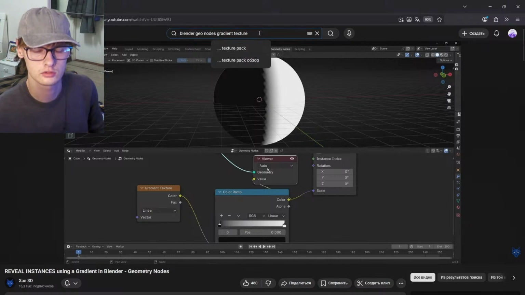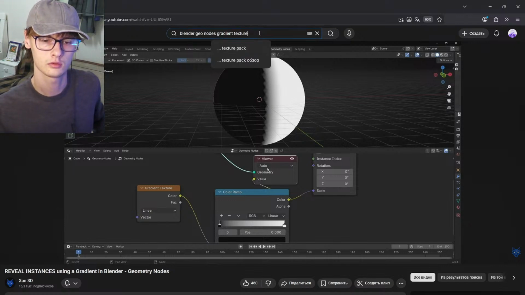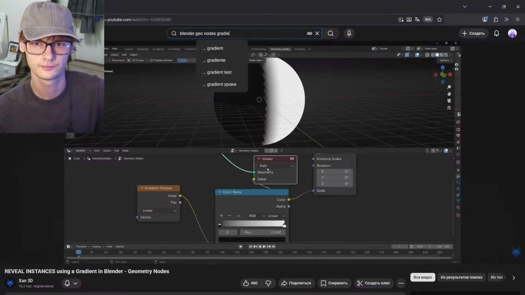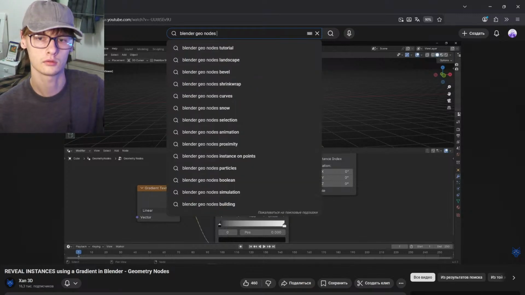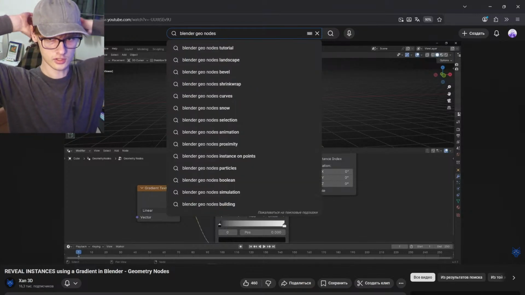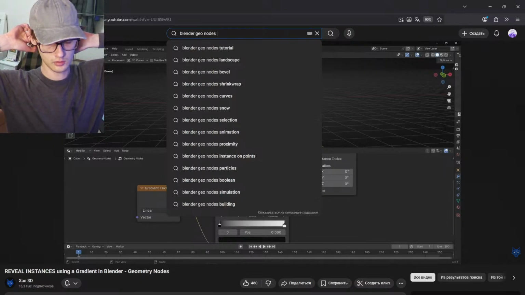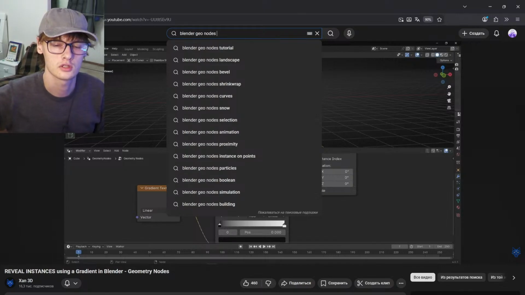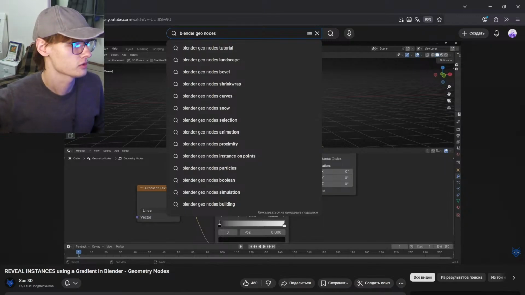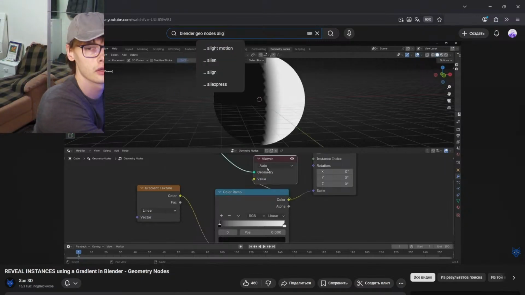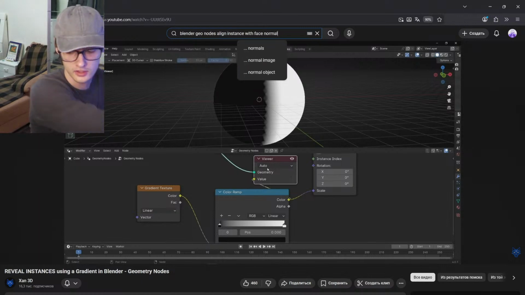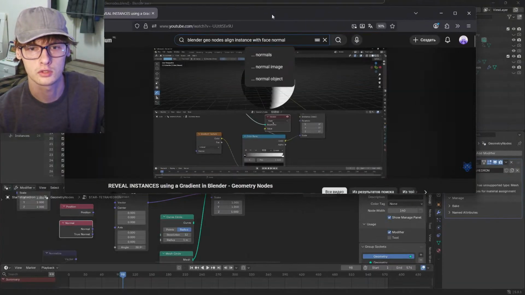Blender geonodes. What do I need to search up? Instance points. No. Blender geonodes instance. Align instance with face normal. Align instance with face normal. I think that's gonna get me a result that I want.